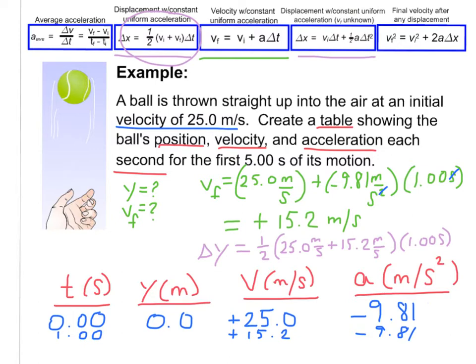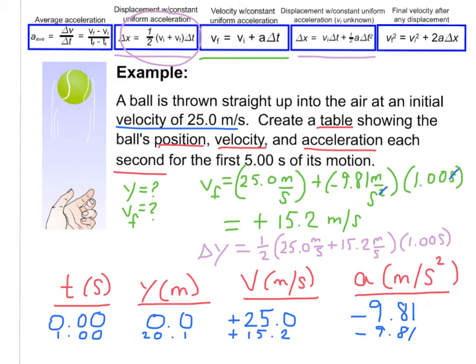So when I fill those numbers in, my equation would look like this: 1/2 times the initial velocity, 25.0 meters per second, plus the final velocity. And my final velocity I just calculated right here, 15.2 meters per second. My change in time is just the change between these two, 1.00 seconds. And when I calculate that out, I end up getting a positive 20.1 meters for my change in position, and I can fill that in the graph.